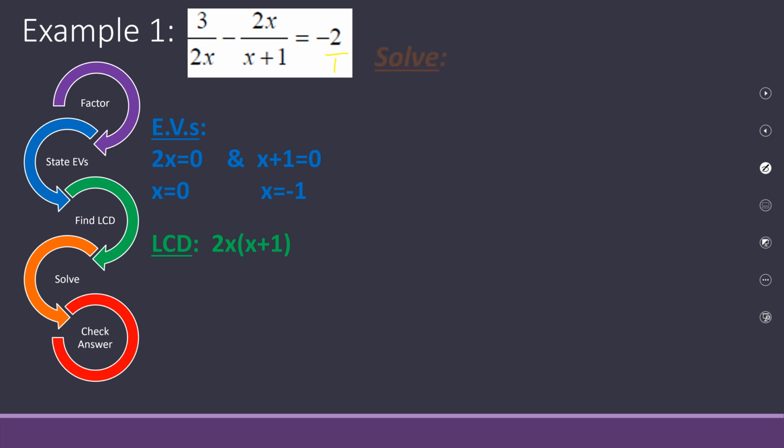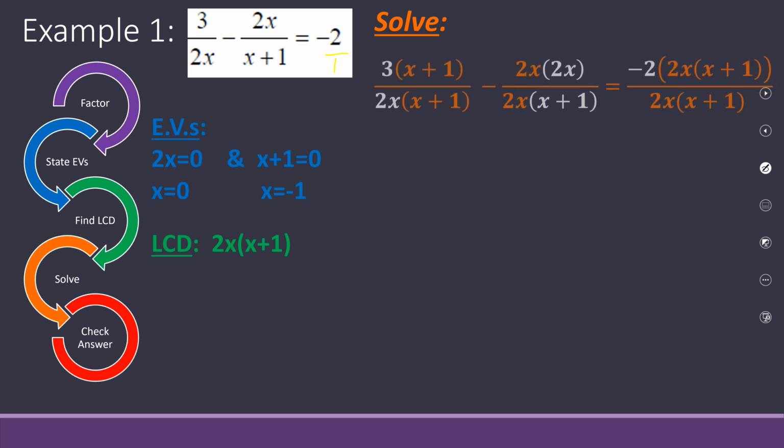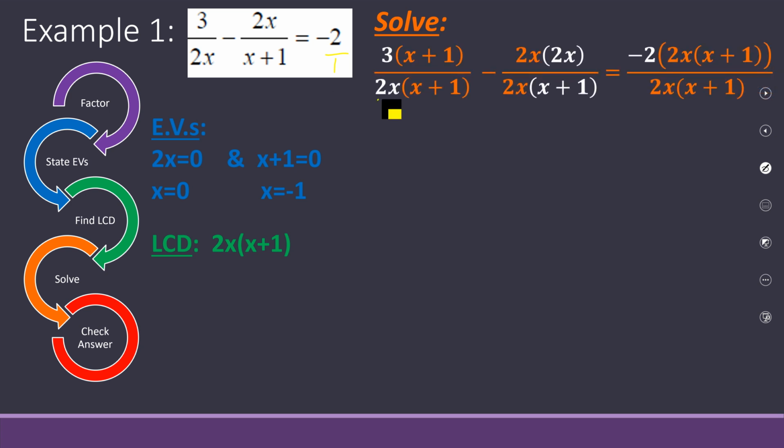So the 3 over 2x has to get multiplied by an x plus 1 in the numerator and denominator, so it has that least common denominator. The next term has the x plus 1, so I have to multiply by 2x in numerator and denominator to get the common denominator. And the last term has nothing, so we have to multiply by both the 2x and the x plus 1 in numerator and denominator. All right, now that we have the common denominator, we really don't need it anymore for solving. We just have to look at the numerators.